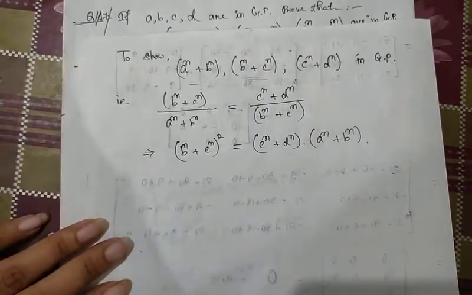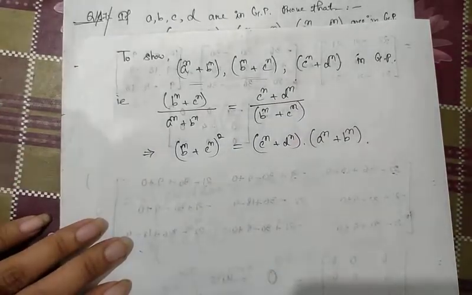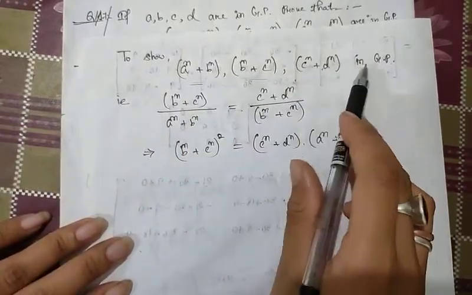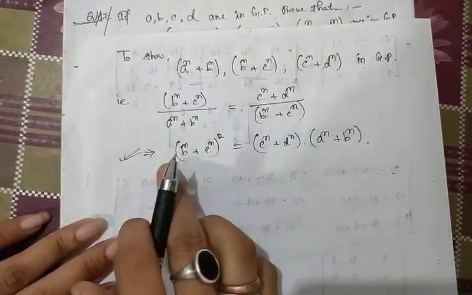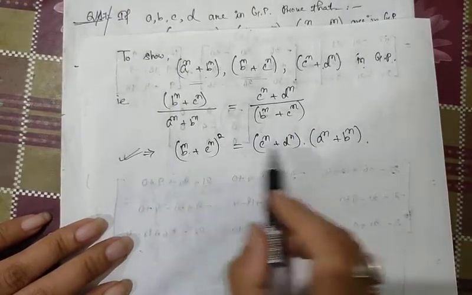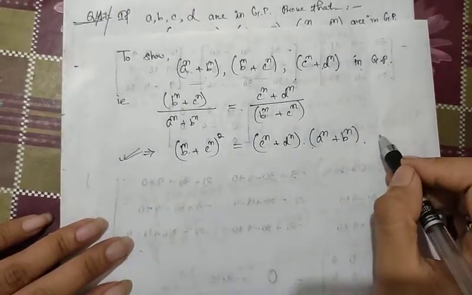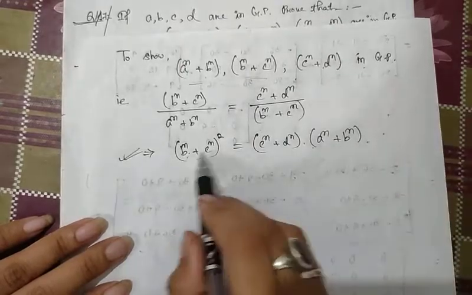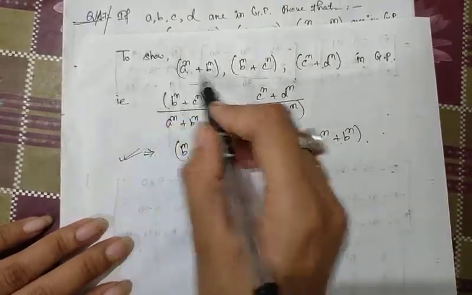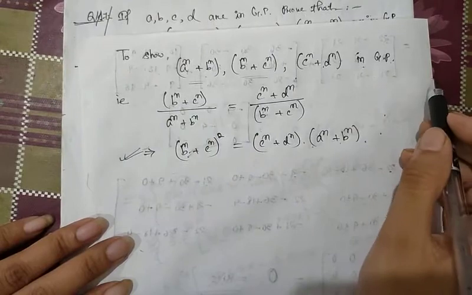So we have to show that these three terms are in GP. That means to show this. If we can show this equation, then we are done. If we can show this equation, that means these three terms are in GP. So we are done with the proof.